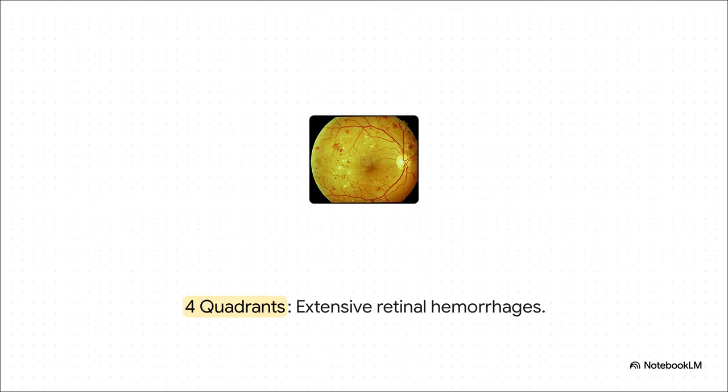And this brilliantly illustrates the 4 in our rule, which stands for hemorrhages. Notice that heavy, widespread distribution of dot-blot hemorrhages tracking along the arcades and scattered extensively across the superior, inferior, nasal, and temporal quadrants. This diffuse breakdown easily meets the criteria for severe NPDR all on its own.